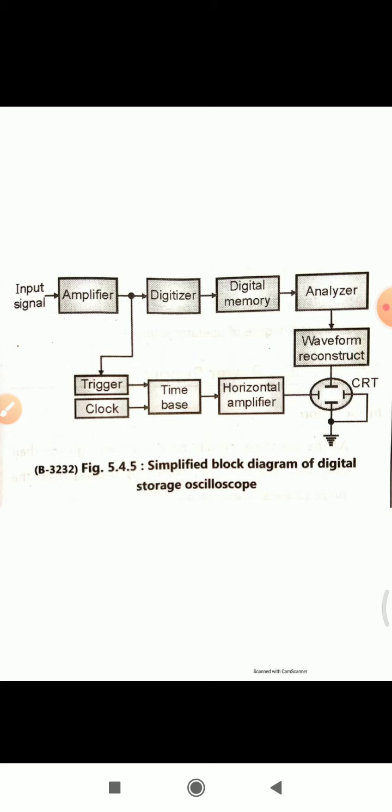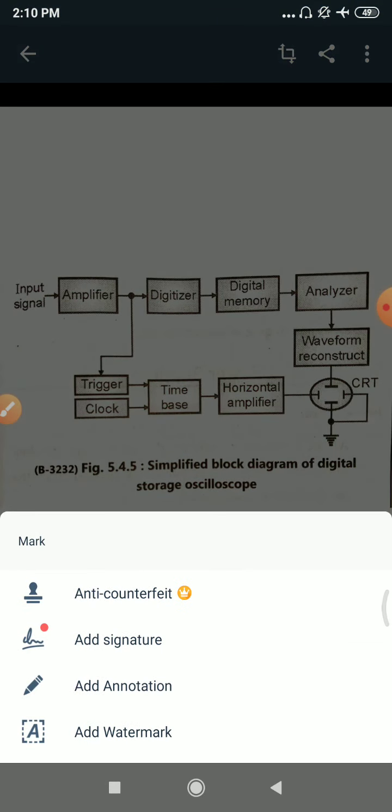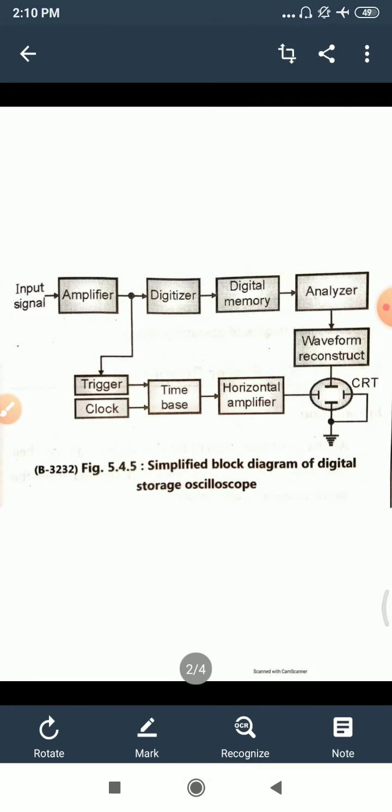So whatever will be your input signal, suppose you are having the input signal which is an analog one. So first of all, this analog signal is converted into a discrete signal by the sampler block. Okay, so the sampler will convert this analog signal into a discrete signal.